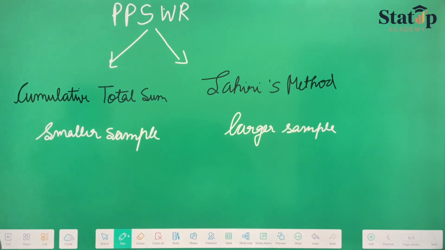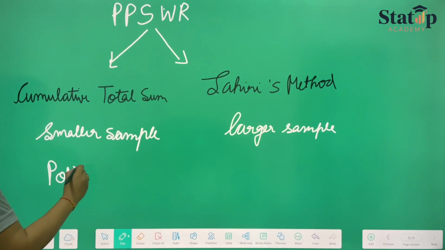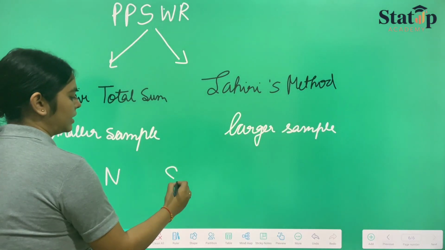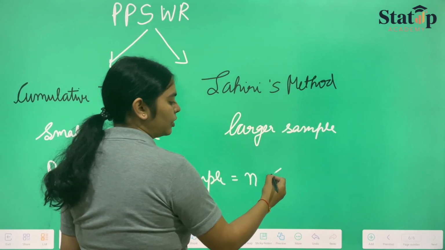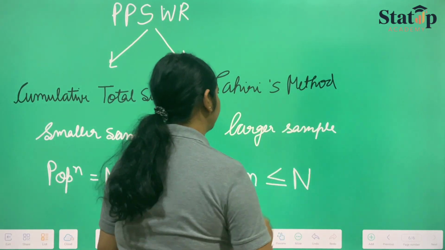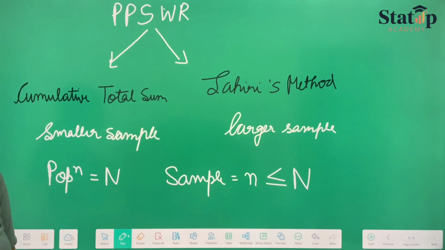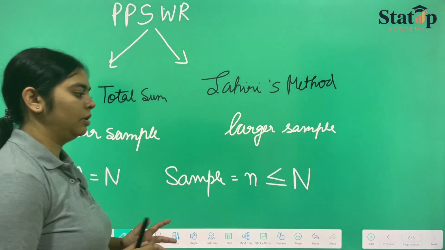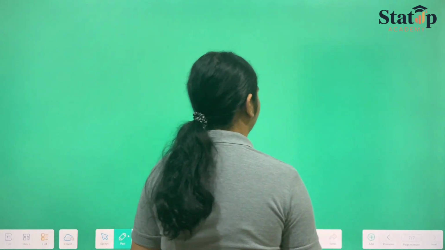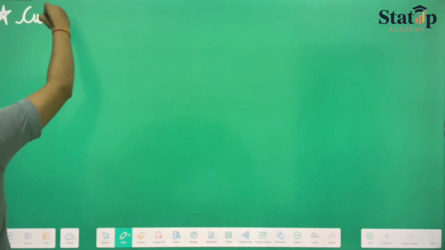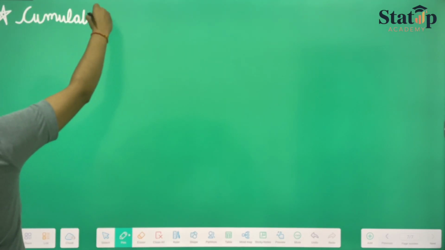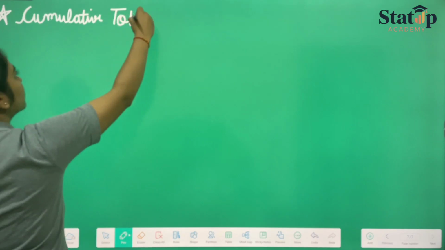So in simple random sampling, when we had to select the n units from capital N population, suppose the population has size capital N and we have to select a sample of size small n. So small n used to be always less than or equal to capital N. Here also we'll select a sample of size small n and we have the population of size capital N. So how is the cumulative total process done here? Cumulative total method.